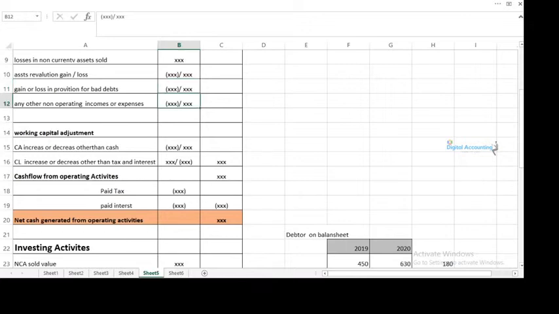Any other non-operating incomes or expenditures, other operating expenses or incomes. So we only focus on operating activity. Non-operating activities, income or expenses, we need to adjust it, right? Okay. Let's move to the working capital. Another adjustment we need is working capital management.